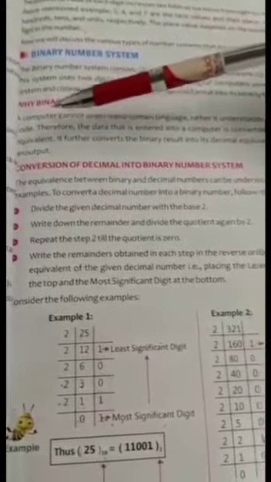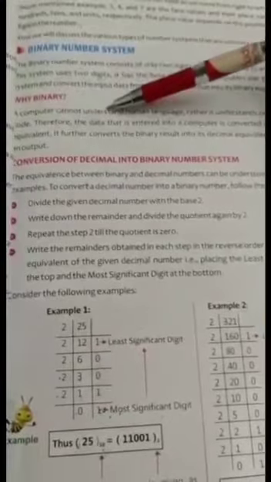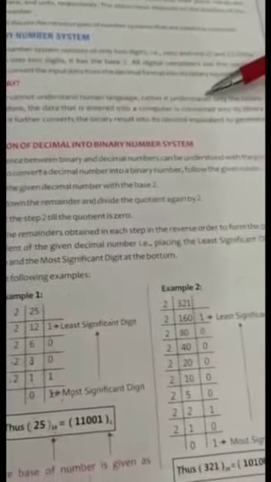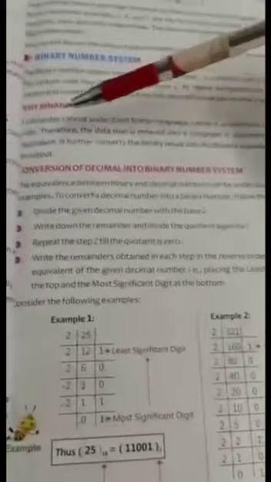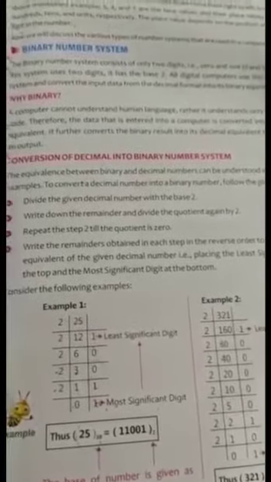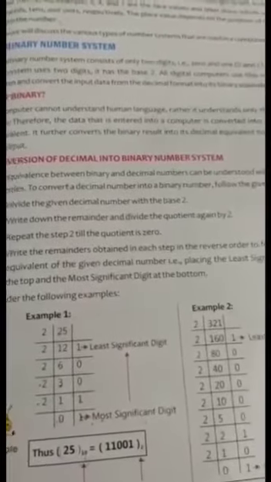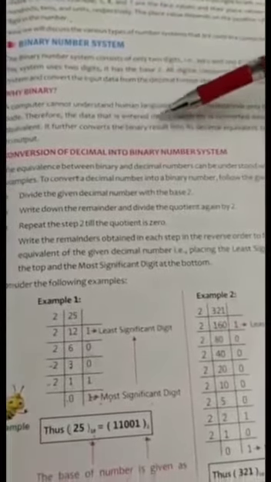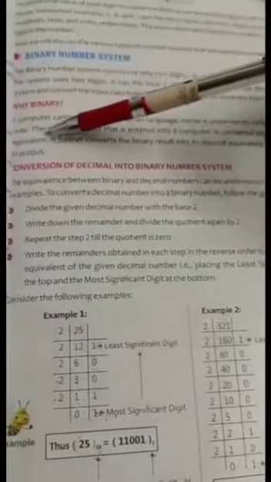Why binary? A computer cannot understand human language. This we all know. Rather, it understands only the binary code, that is in the form of 0 and 1. That is also known as machine language. Therefore, the data that is entered into a computer is converted into its binary equivalent.